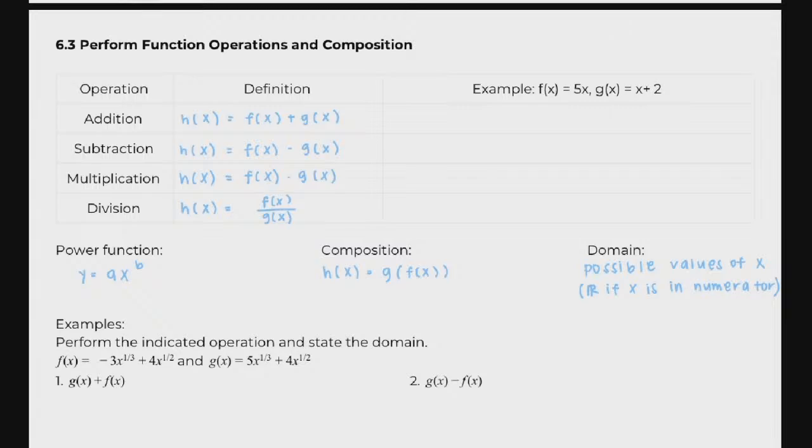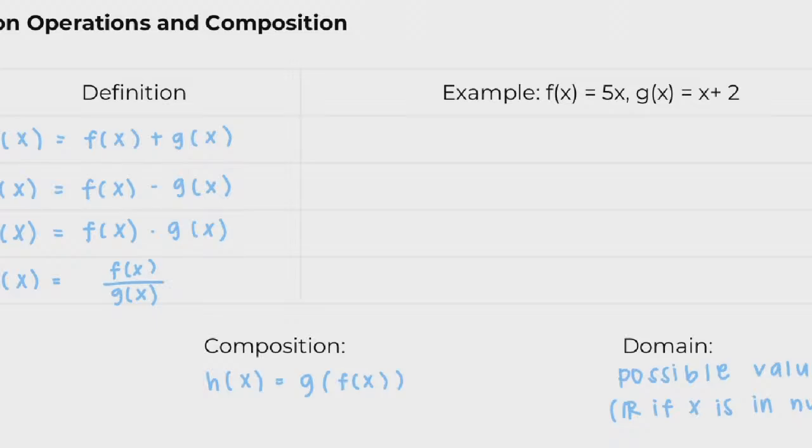So for addition, we have in the example column f of x equals 5x and g of x equals x plus 2. So that means h of x would equal f of x, which is 5x, plus g of x, which is x plus 2. And then we would just combine like terms. So this would equal 6x plus 2.